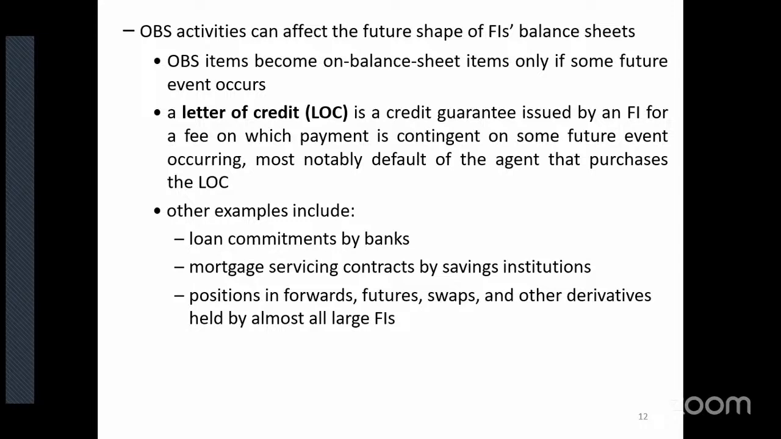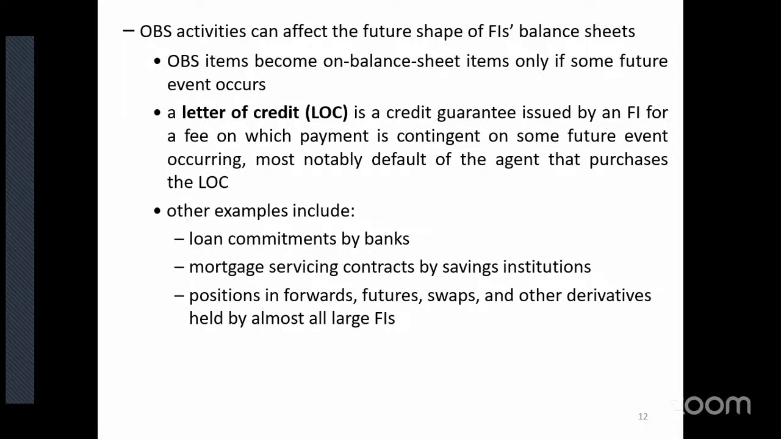Off-balance sheet activities can affect the future shape of a financial institution's balance sheet. Off-balance sheet items become balance sheet items only if some future event occurs. In the court case example, the judgment orders the bank to pay a big amount of money to its customer. An unexpected event, a court order, then creates an unexpected liability in the balance sheet. A letter of credit is a credit guarantee issued by a financial institution for a fee, on which payment is contingent on some future event occurring, most notably default of the agent that purchases the letter of credit.